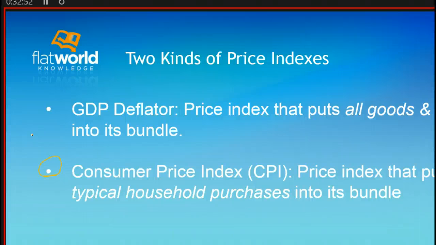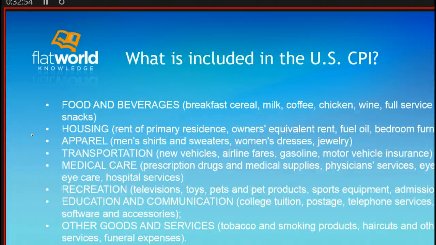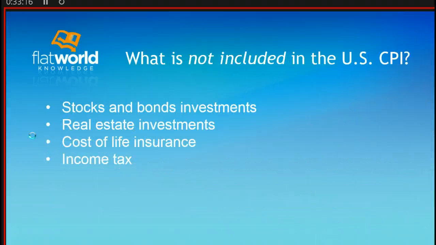In the United States, what's included in the CPI? Well, we include a lot of different food and beverage goods. We include a lot of housing prices, for instance, rent, or if you're an owner, your mortgage payment and your maintenance fees. It includes things like fuel oil and furniture, transportation, clothing, medical care, recreation, education and communication, and it also does include sales tax.